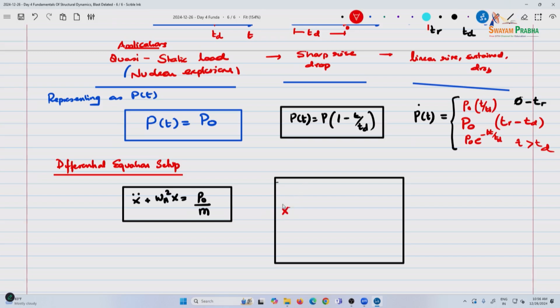x double dot plus omega n square x. Now, you see this is a little more complex. It is, we forgot to say this is for 0 less than or equal to t less than or equal to td, and this becomes 0 for t greater than td. So, you set this as p naught into 1 minus t by td for 0 less than t. I need to add something to it, right? So, that is my addition. My turn done. I can stop talking now.